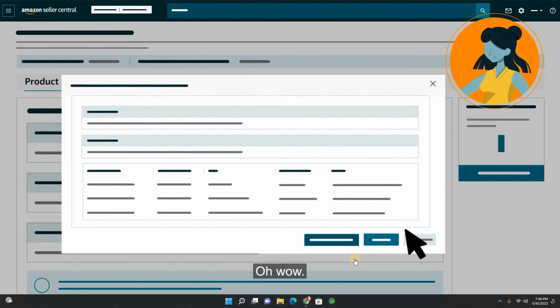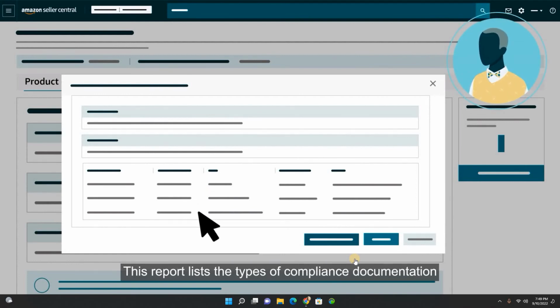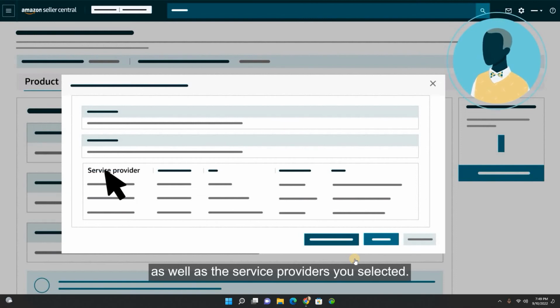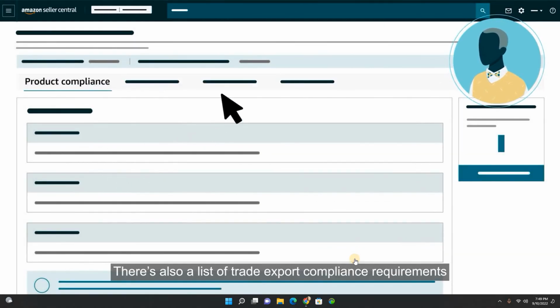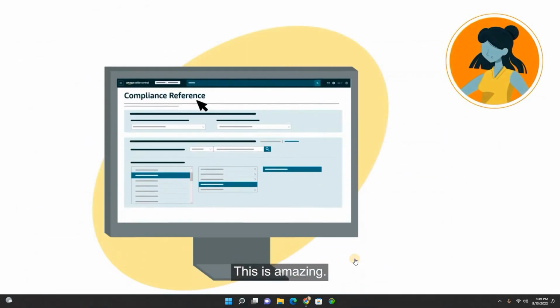Oh, wow. It's a printable report. This report lists the types of compliance documentation you need for your product type, as well as the service providers you selected. There's also a list of trade export compliance requirements for each HS code within that product type. This is amazing. This tool does everything for me.